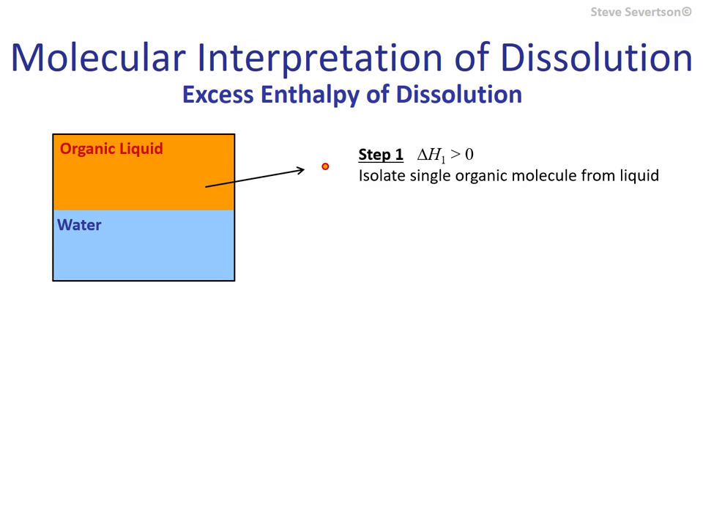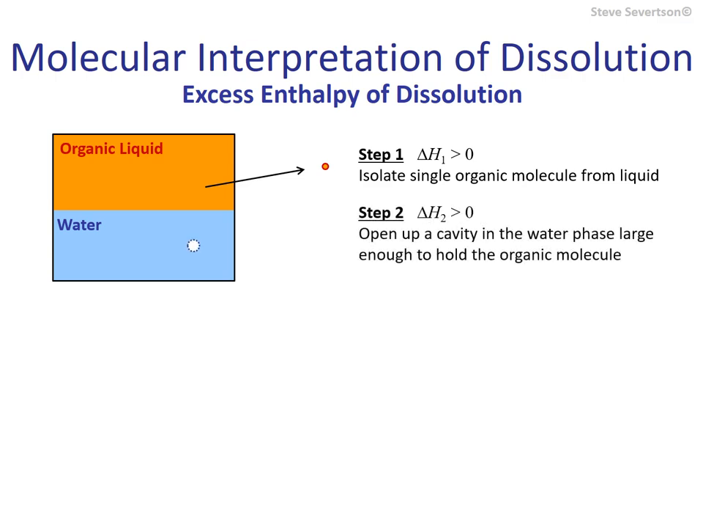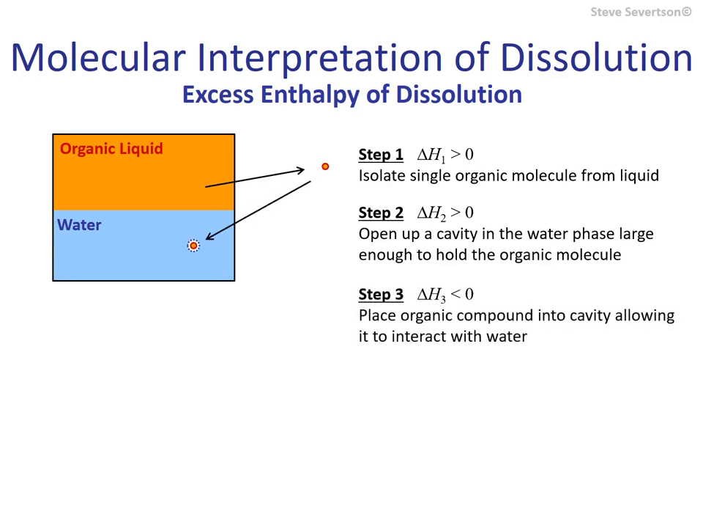The second step involves building a cavity in the water phase large enough for the isolated organic solute to be held. This also requires energy, that is, delta H2 is greater than zero. And in the case of water, it's likely that this value is significant because a number of hydrogen bonds must be broken. In step three, the solute molecule is transferred into the cavity, allowing the water to interact with the organic solute. This allows the solute and surrounding water molecules to at least partially recover lost physical interactions, which are stabilizing, that is, delta H3 is less than zero.